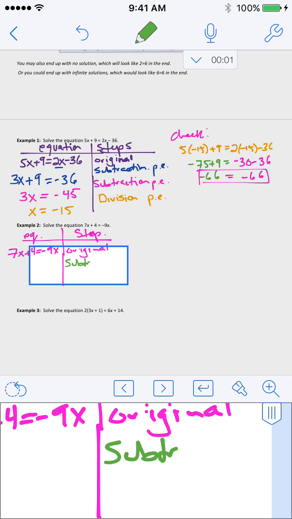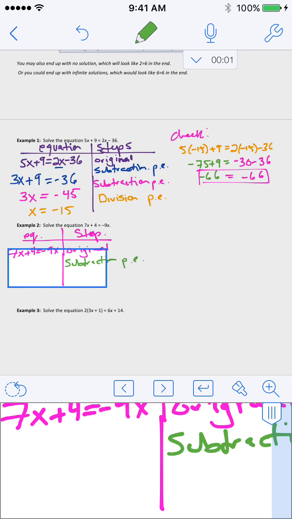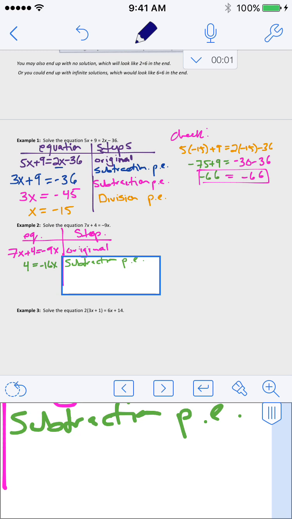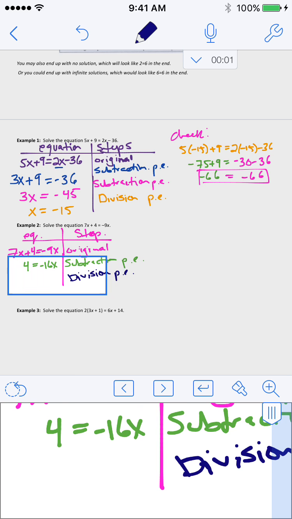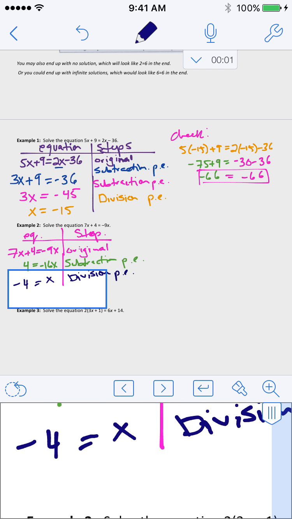So subtraction property of equality, right? Subtract 7x on this side, I'm left with 4. Subtract 7x on that side, I'm left with negative 16x. Then from here, I will use the division property on the right-hand side. Now you should already have a version of this on your paper, that's why I'm going fast. Division property to get rid of the 16, and I end up with x over here, and then over here I end up with negative 4. And that would be awesome. That definitely tells me my answer.